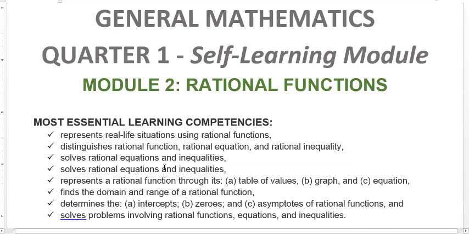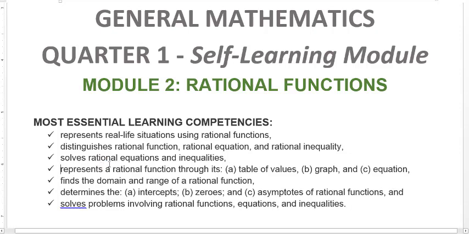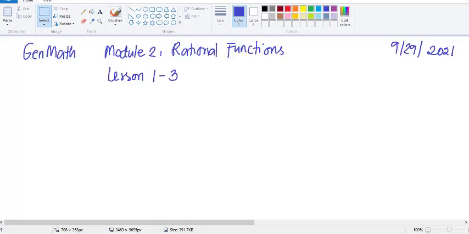So maraming kailangan matutunan sa module na to, no. So anyway, don't worry guys, pagdating natin sa module 5 if I'm not mistaken, sa logarithmic function ba yun? Sobrang dami, mas madami pa kaysa dito. So anyway, just brace yourselves.